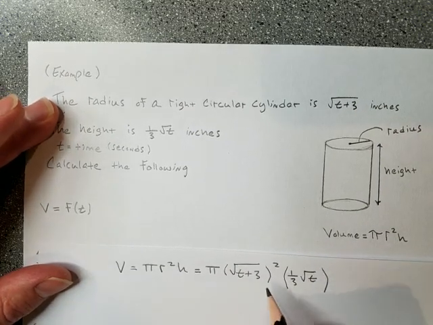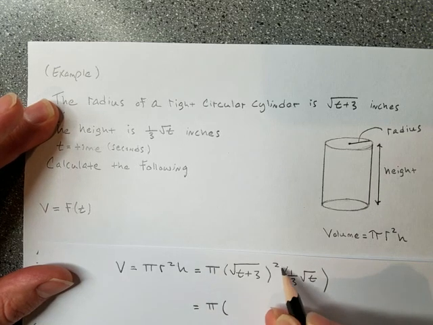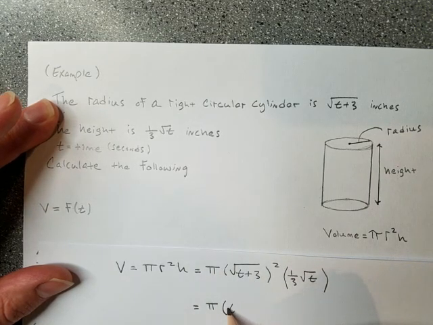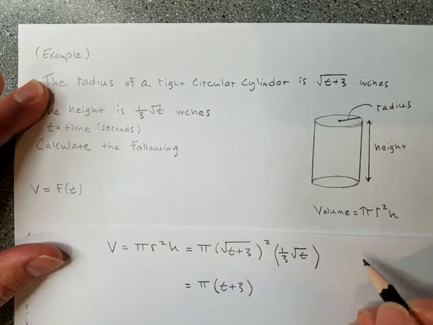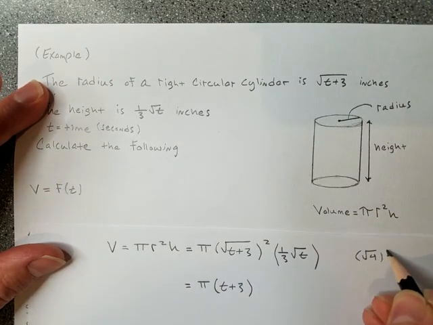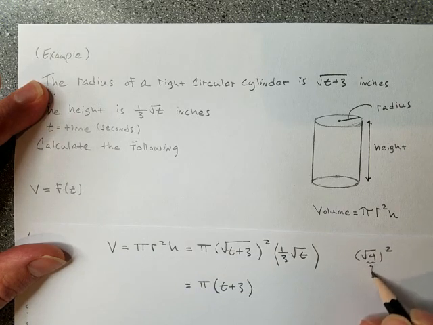So let's do a little simplifying. So I get pi. If I square the root of t plus 3, then I'll get t plus 3. They'll cancel. It's sort of like, what's the square root of 4 squared? I guarantee you it's 4. Let's see. What's the square root of 4? That's 2.